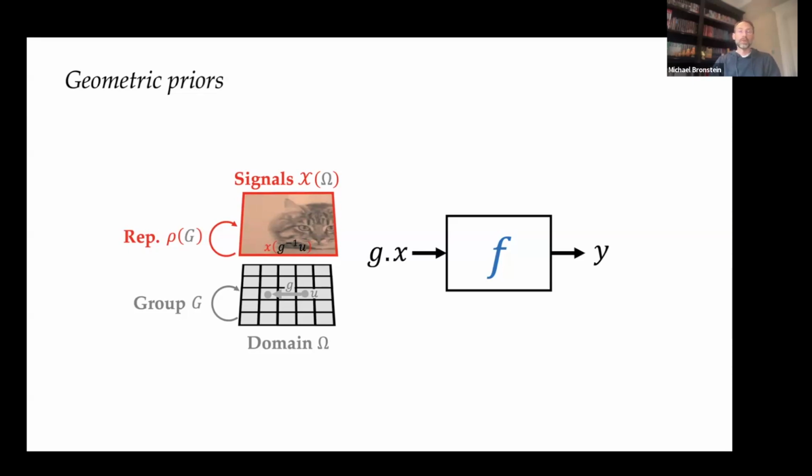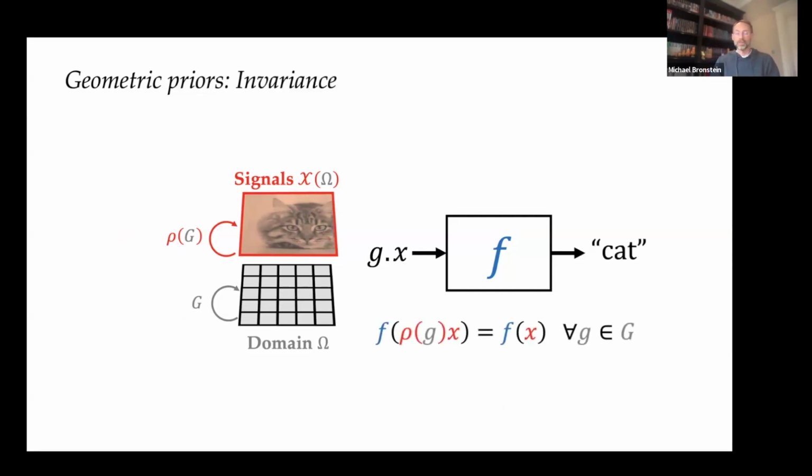Now, how you build this prior into your neural network architecture, you basically need to require your function that takes as input these signals and produces some output, let's say label of the image, to interact appropriately with this symmetry. And one way to interact with the symmetry is what we call invariance. So what I want to guarantee here is no matter, for example, how I move this cat around the image, I still want to say that this is a cat, right?